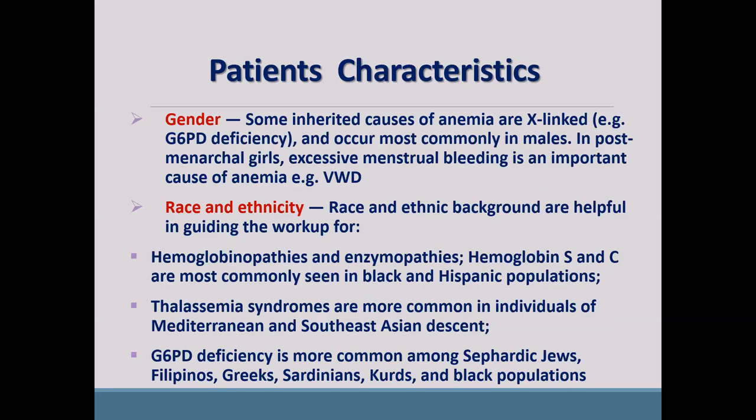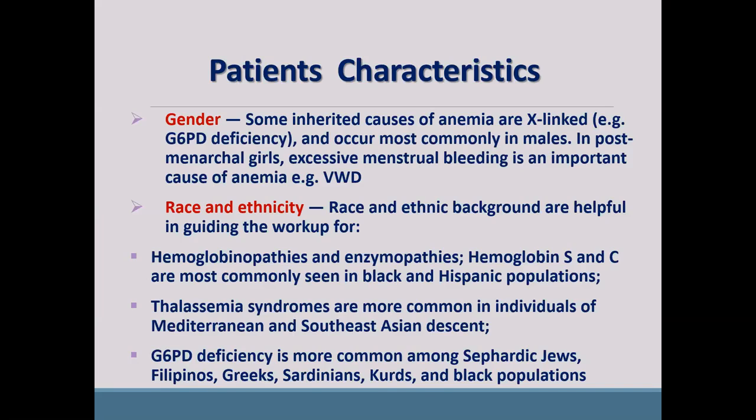What are the patient characteristics? Gender is very important, and some inherited causes of anemia are X-linked, like G6PD and other types of congenital anemia, occurring most commonly in males, while in postmenarchal girls, excessive menstrual bleeding is an important cause of anemia, like von Willebrand disease.